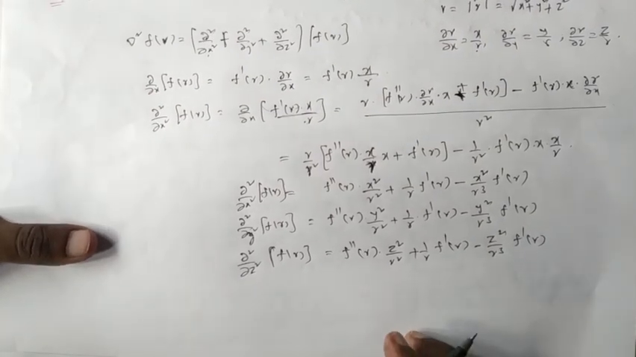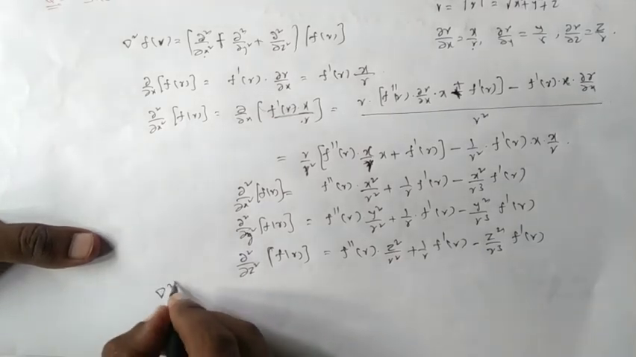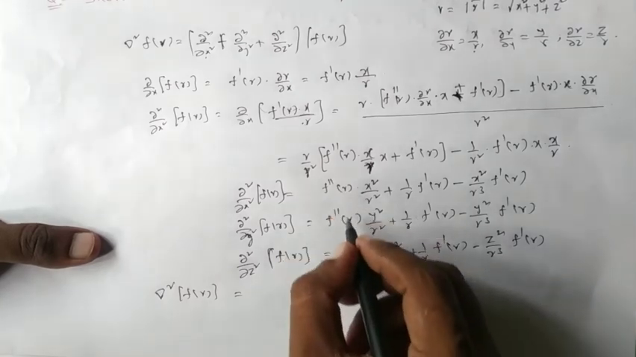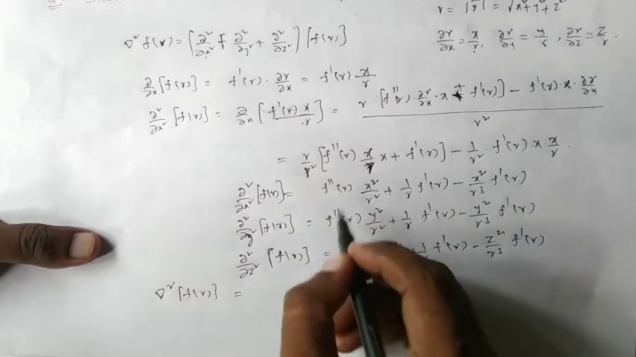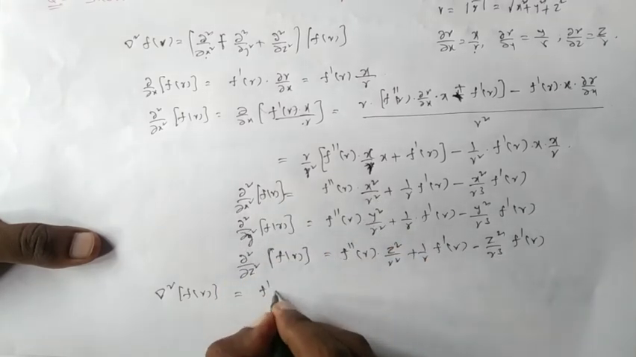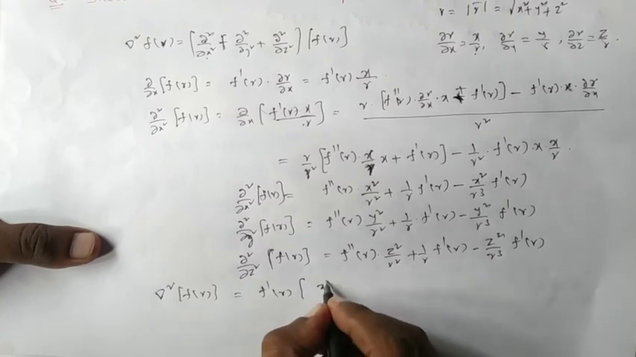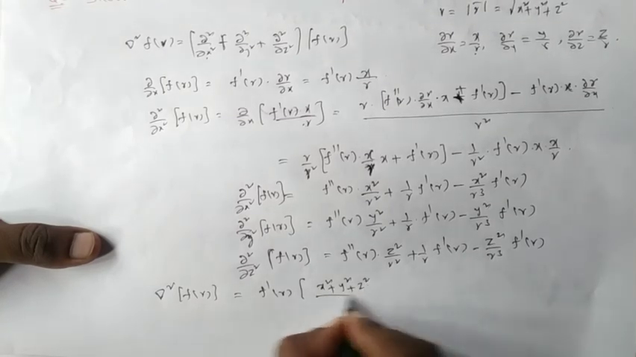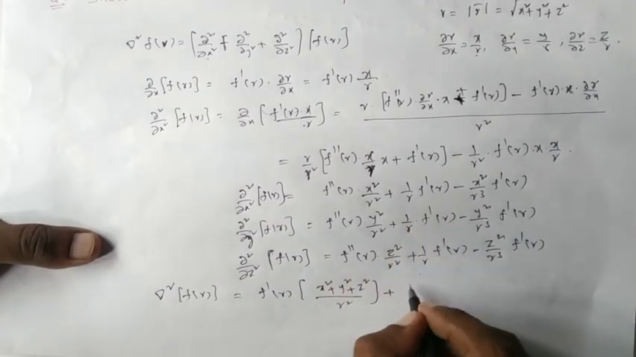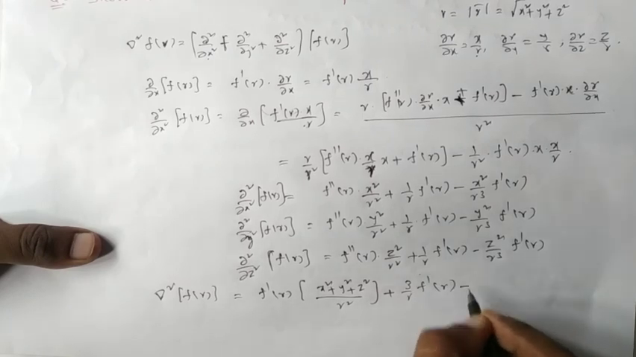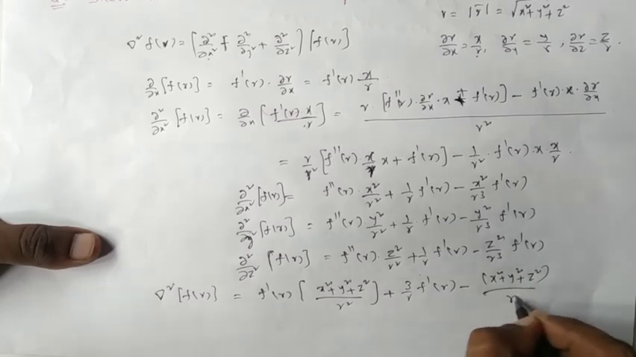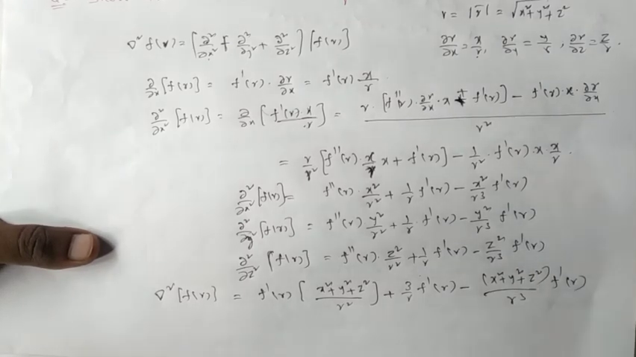So I just want to calculate del square. Del square of f(r) means the sum of all these equations. If you take the sum of all these equations on the left hand side and right hand side, this is our operator sum. So I take f''(r) as common. The remaining part will be x square plus y square plus z square by r square, plus, once you observe, 1 by r, 1 by r, 1 by r, that is 3 by r f'(r), minus x square plus y square plus z square by r cube into f'(r).